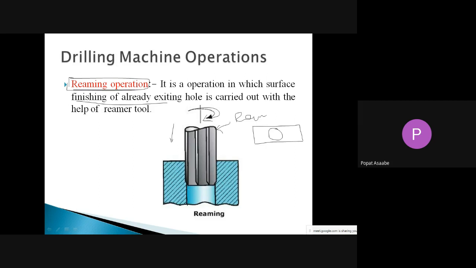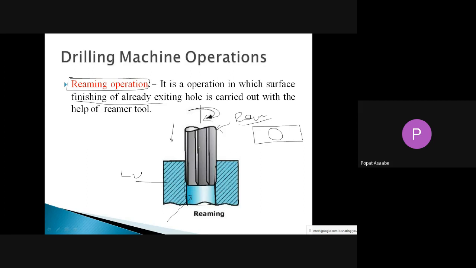See the picture. This is the workpiece, and inside that workpiece we have already produced the hole. From that already existing hole we want to remove some material, or we want to make the surface finishing of that hole. To make the surface finishing of an existing hole, this operation is called the reaming operation. Remember, in the reaming operation we use a tool called the reamer.